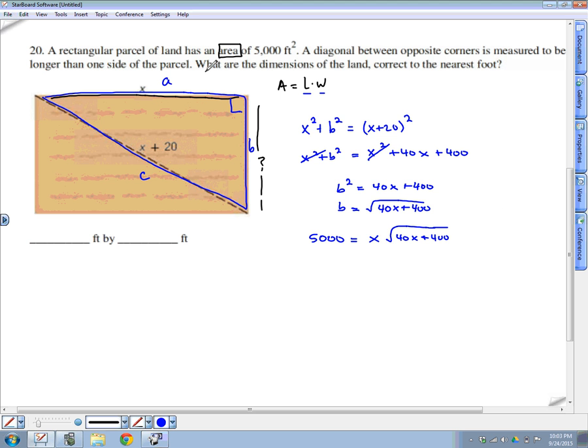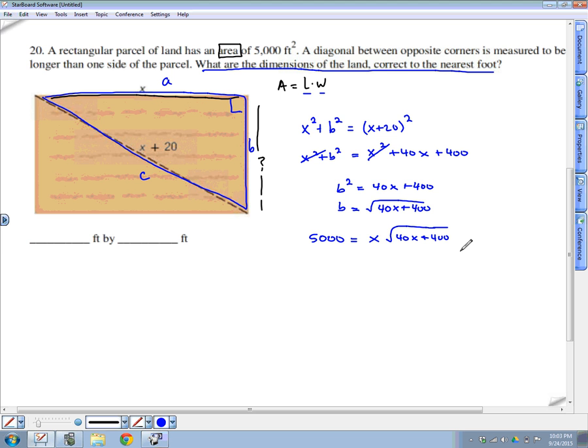Now, the actual question here is, what are the dimensions of the land correct to the nearest foot? These are the dimensions of the land right here. This is the length and the width, but they're in terms of x. We need to figure out what they are to the nearest foot. And this is where the graphing calculators are going to have to come in.